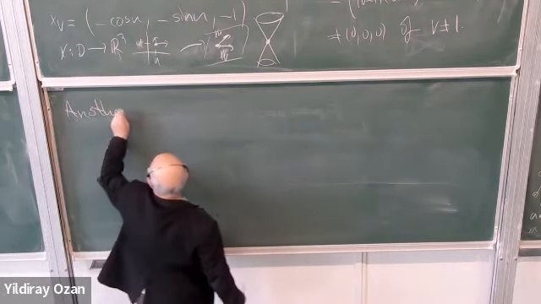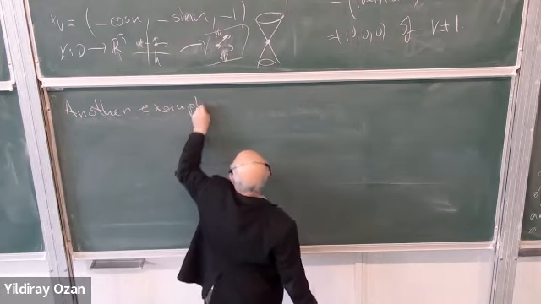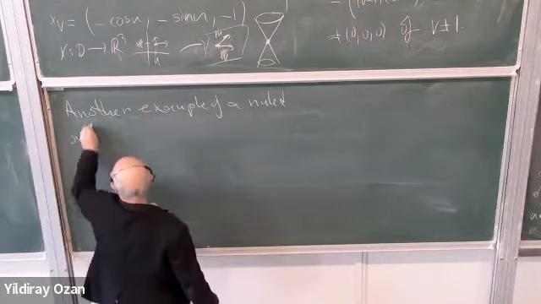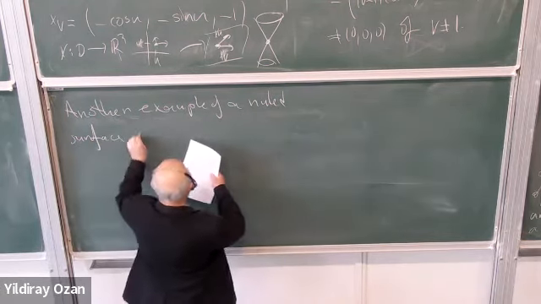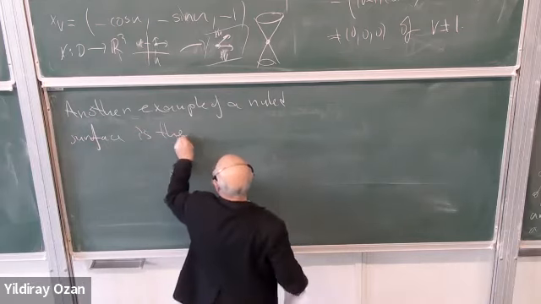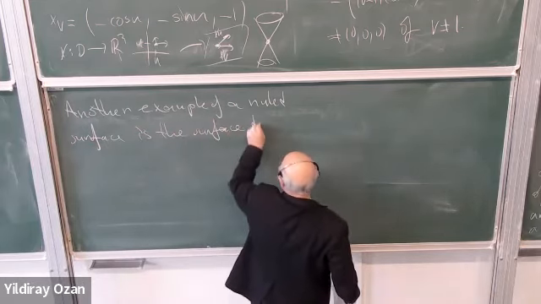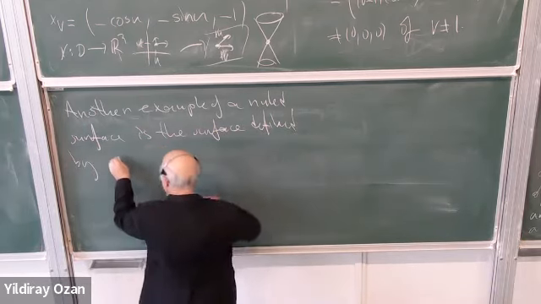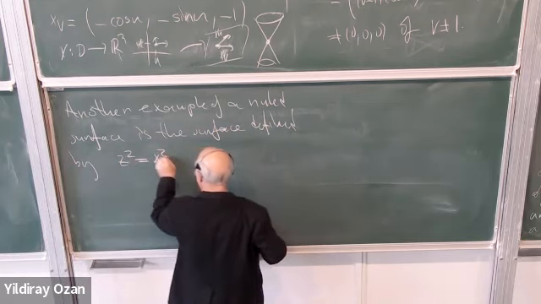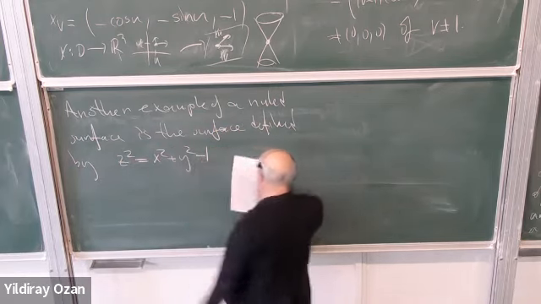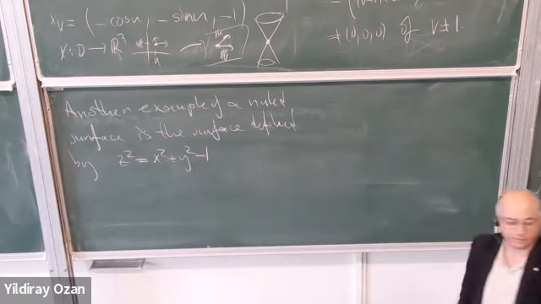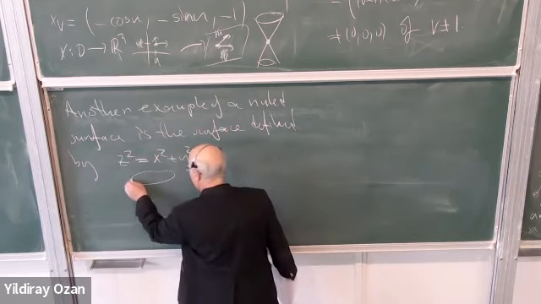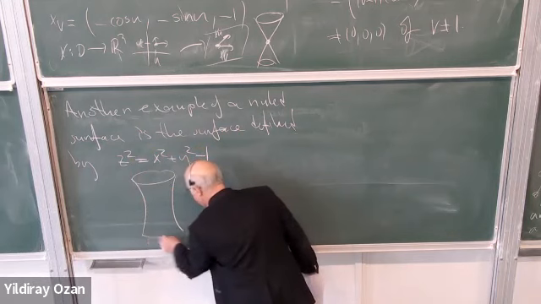Another example of a ruled surface is the surface defined by z squared equals x squared plus y squared minus 1. Okay, it is this surface here. So this is something like this.